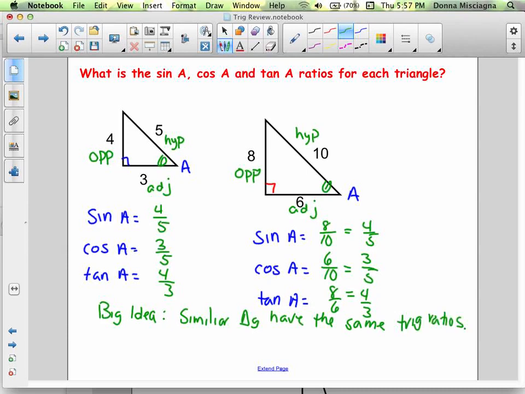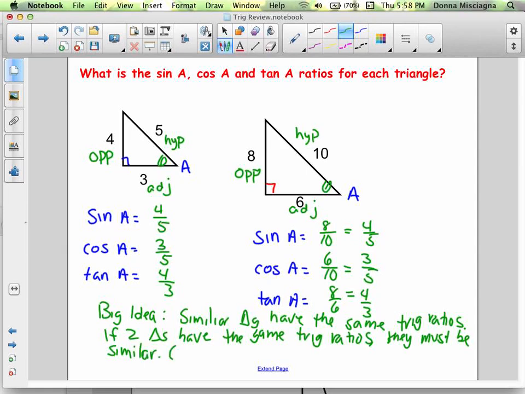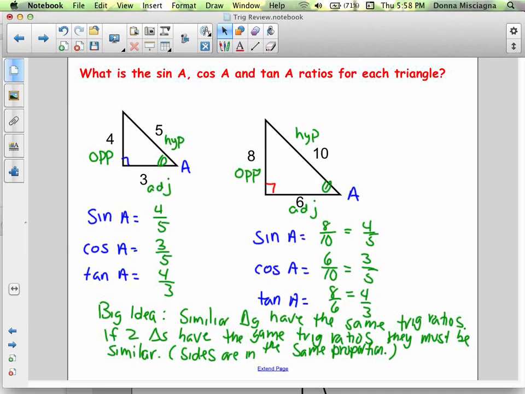And this goes the other way. If two triangles have the same trig ratios, they must be similar. And we know that because their sides are in the same proportion. So you should be able to find the sine, cosine, and tangent ratios for any triangle given an angle of reference. We're going to do one more.